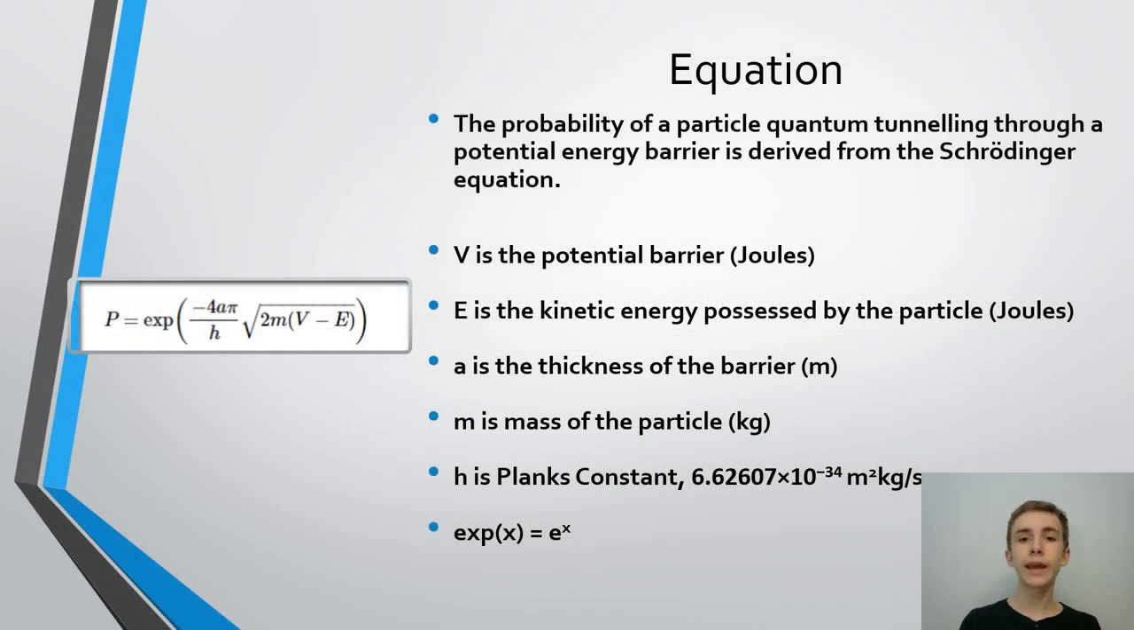Equation. The probability of a particle quantum tunneling through a potential energy barrier is derived from the Schrödinger equation that is listed right here, where V is the potential barrier, E is the kinetic energy possessed by the particle, A is the thickness of the barrier, M is the mass of the particle, H is Planck's constant, which is the number that is listed right here, and exp is e to the power of everything that is in the brackets in the equation.